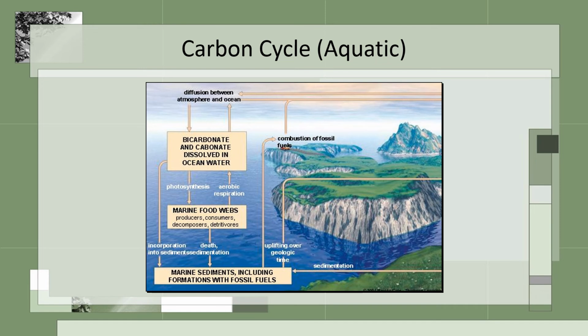Now, on the aquatic level, it's still the same type of stuff. We're still going to be looking at photosynthesis and respiration as the main movers of carbon, but there's a lot of carbon in the ocean, so bicarbonate and carbonate that are dissolved in the ocean water. A lot of times we'll actually refer to the ocean as being a carbon sink or a carbon reservoir because it contains a lot of carbon either in the bodies of organisms or in the water itself.